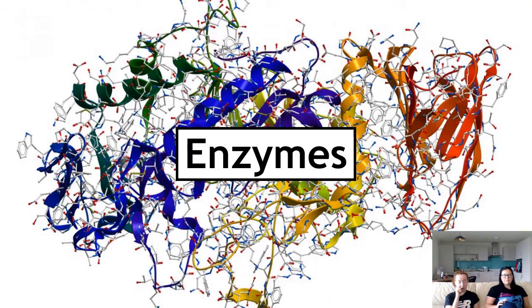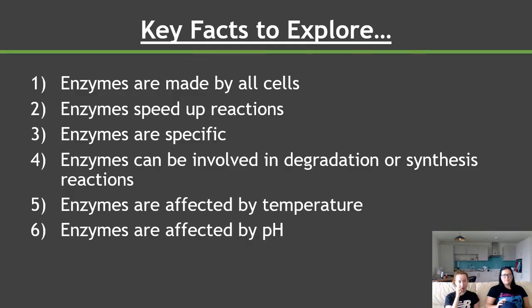Okay, so looking at enzymes now. We're going to look at several key facts. We're going to look at the first 4 in this video and then the other 2 in the next video. So we're going to look at the idea of enzymes are made by all cells. They speed up reactions. They're specific and they can be involved in degradation or synthesis reactions. But all of these key facts you need to know about enzymes, it's about being able to explain that sentence. If you can explain that sentence in terms of your knowledge, you will be fine.